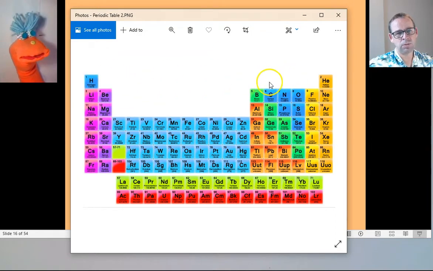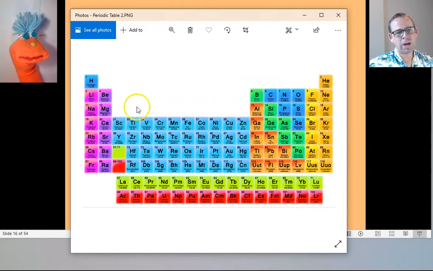But we can also now just count the column that it's in. And which column is nitrogen in? How do you count again? This is 1, this is 2, this is 3, 4, 5. So it's in the 5th column. That's right, so that means it has 5 valence electrons. Very good. How many valence electrons does chlorine have then? 1, 2, 3, 7? Yeah, that's right, 7 valence electrons.